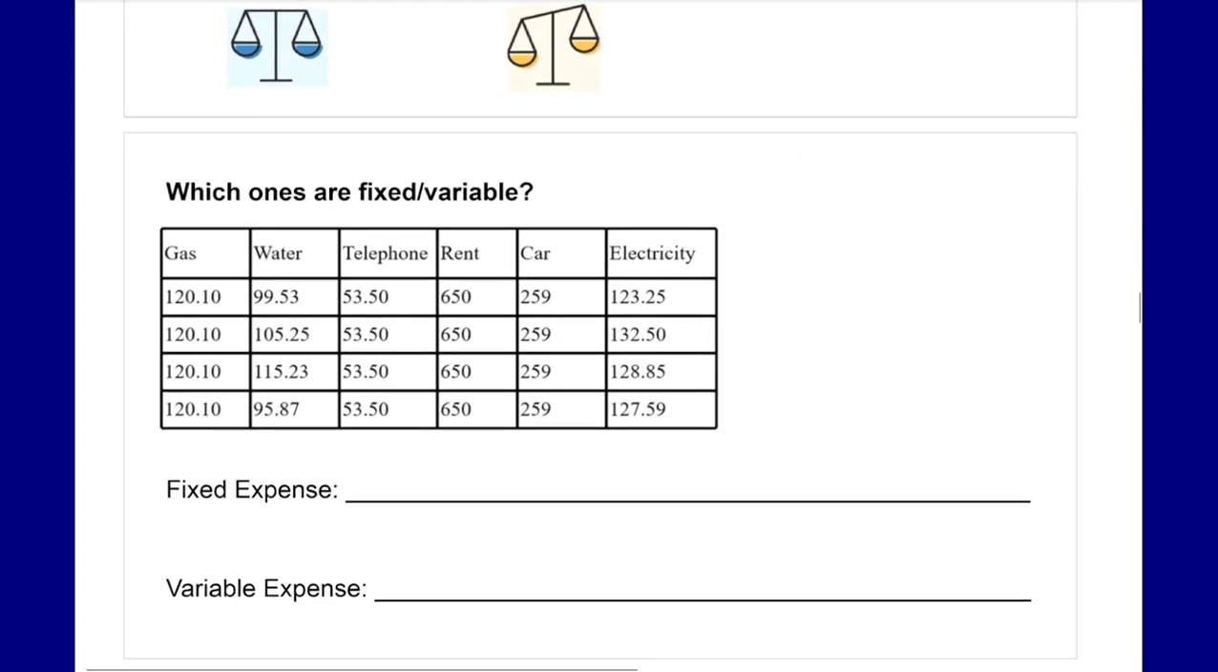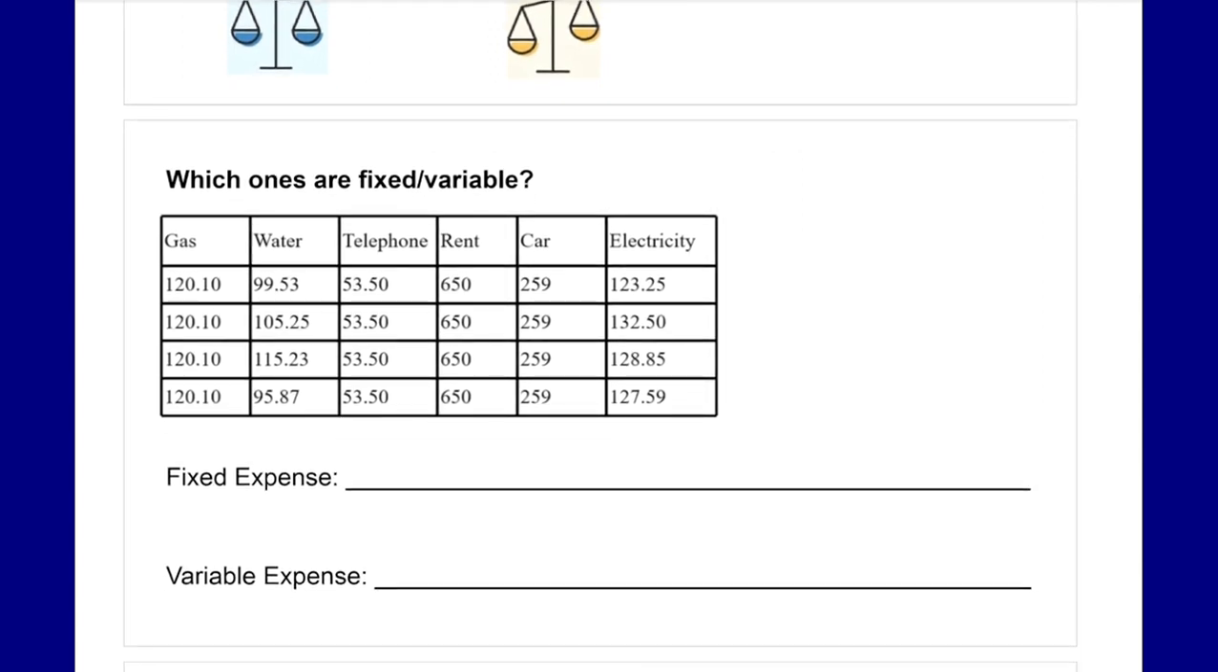So we have a table of expenses. They normally associate with a house or utilities. Gas, water, phone, maybe not so much telephones anymore because everyone has just a cell phone, but say cell phone instead. Rent, car, electricity. Looking at these, which ones do you think are fixed and which ones are variable? Or if I tell you that some of these are fixed and some of these are variable, which ones do you think are which?